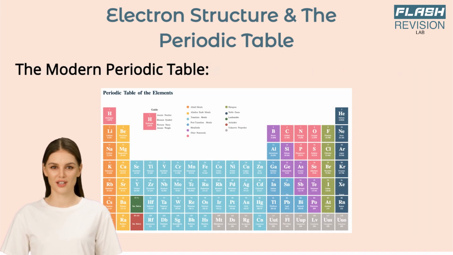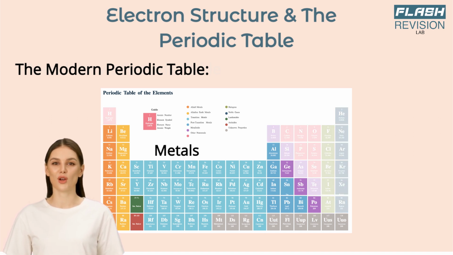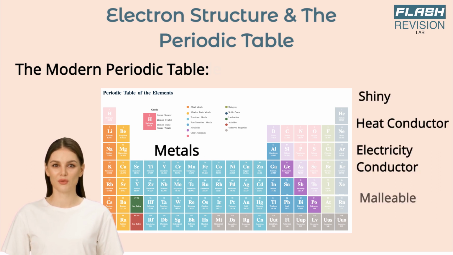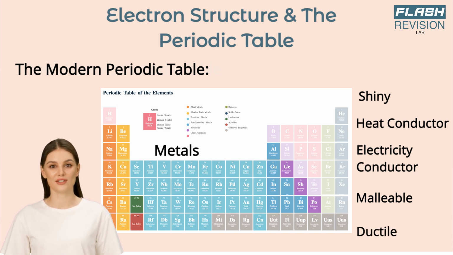As we look at the periodic table, it's important to recognize the differences between metals and non-metals. Metals are usually found on the left side of the table, and they tend to have some common properties. They are generally shiny, good conductors of heat and electricity, malleable, and ductile. This means they can be bent or hammered into various shapes without breaking, and can also be drawn into wires.